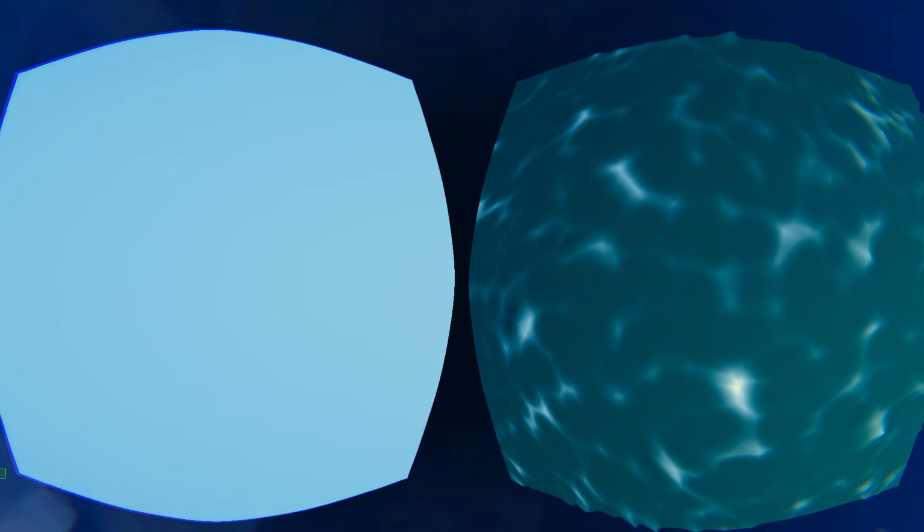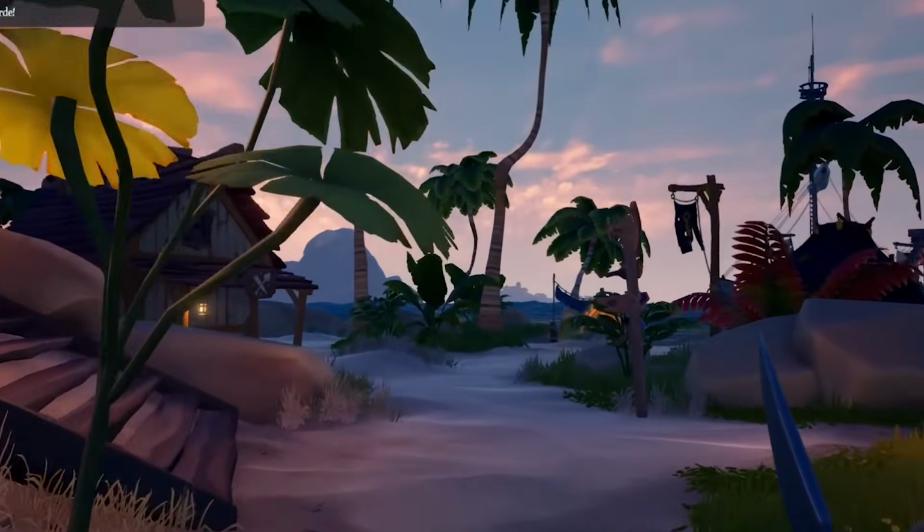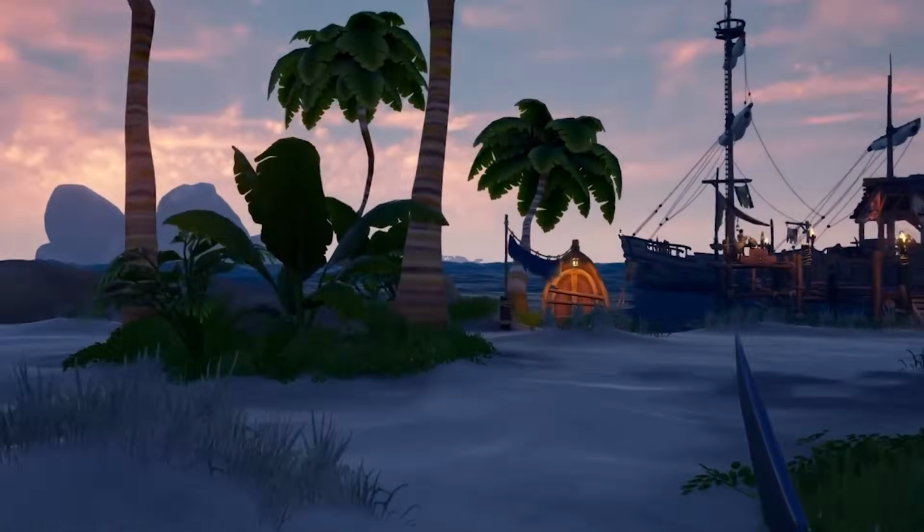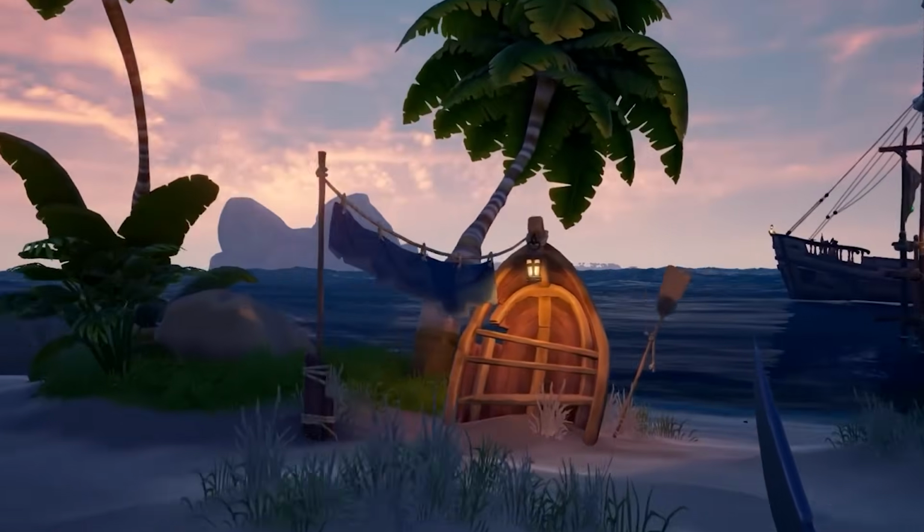Both of these clips are from the exact same plane. So why does the one on the right actually look like water and the one on the left it just looks like... Games have gotten really good at lying to you. And in this video, we're going to be covering water.